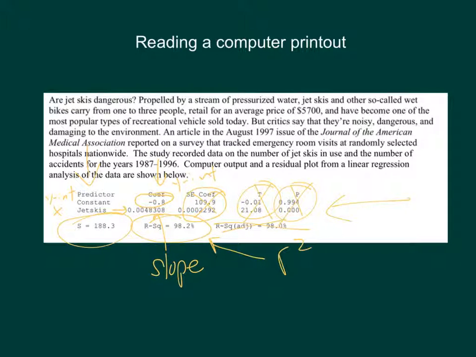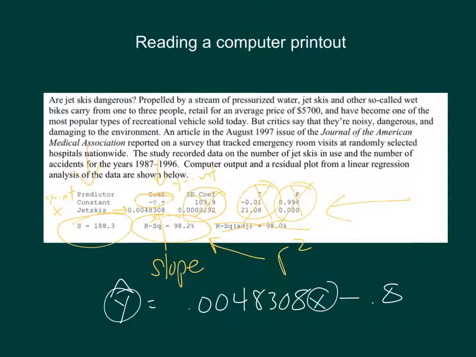So based on this printout, our equation would be y hat equals, we want to do the coefficient, the slope is 0.0048308 x minus 0.8. And of course, you should always tell me what these two variables mean. I'm going to skip that for now because you already saw that.